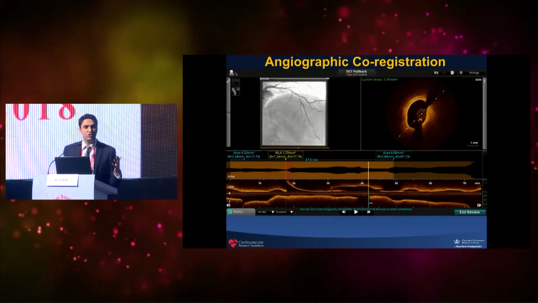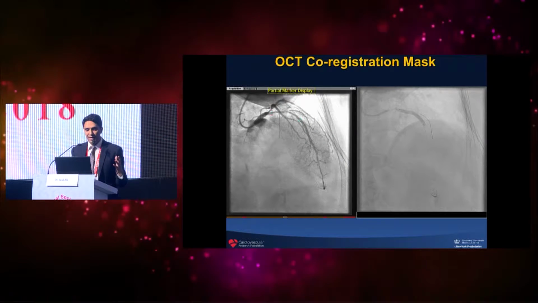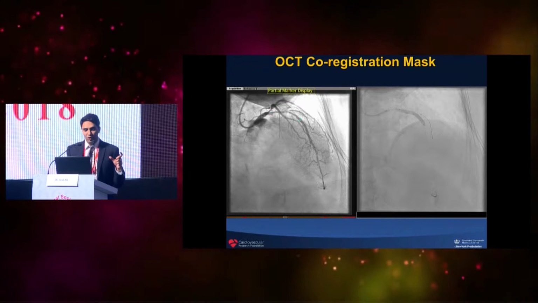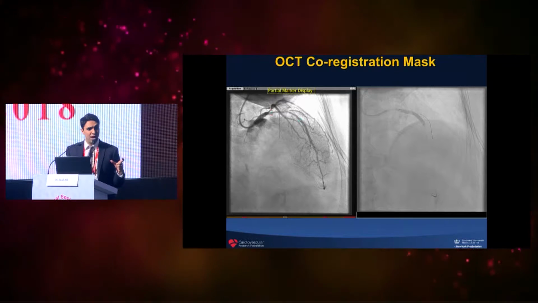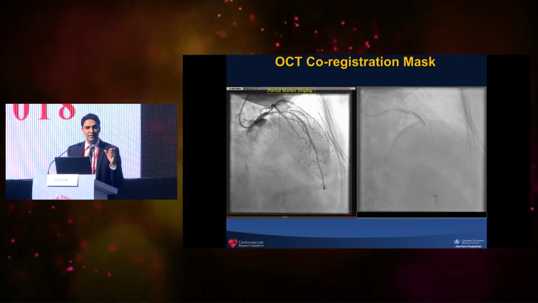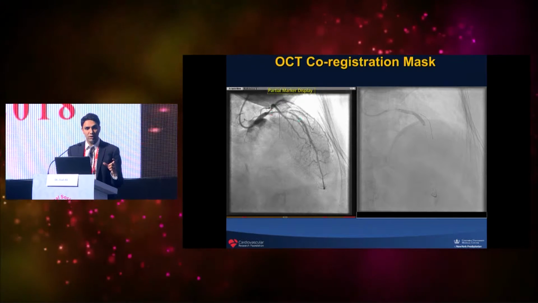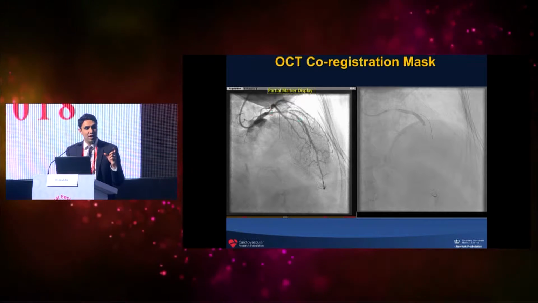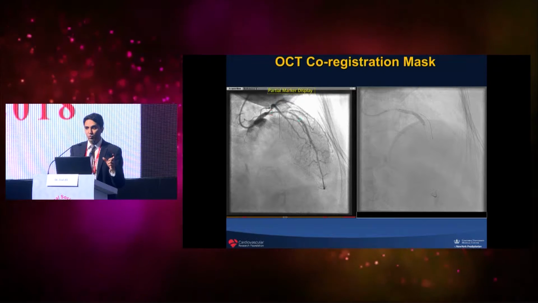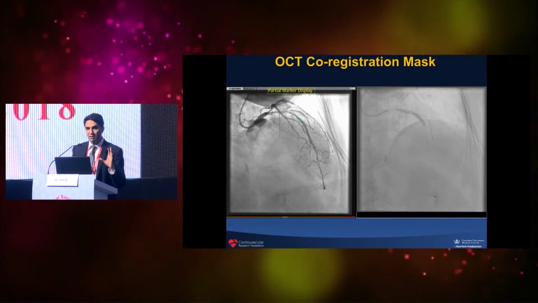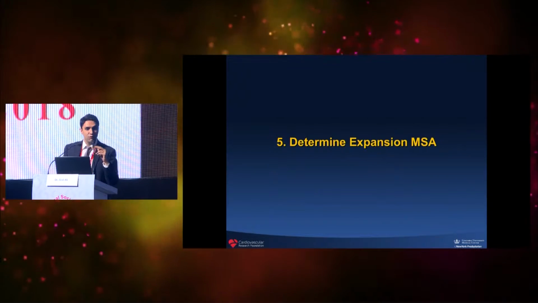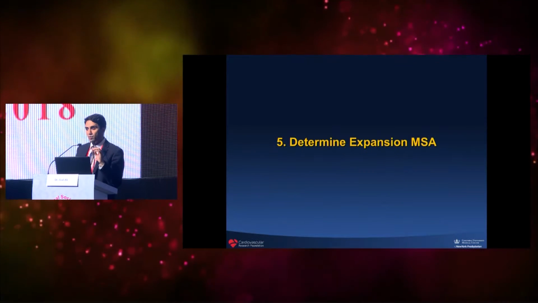Why does this matter to you in practice? It matters because we mark exactly where the stent needs to be placed. Here you can see markers placed at both the proximal and distal reference segments, and as a result, the stent is placed with extreme precision. The standard deviation of stent implantation by angiographic co-registration is now within 1 millimeter, thus eliminating the concept of geographic miss.